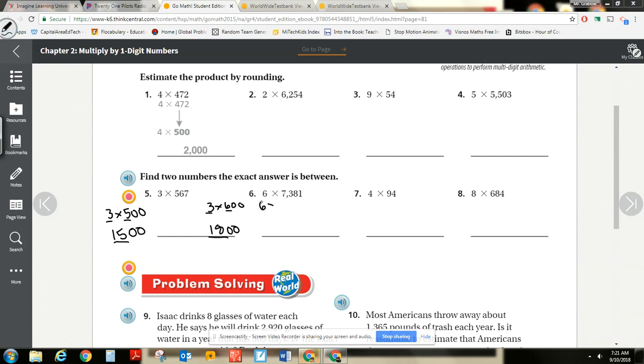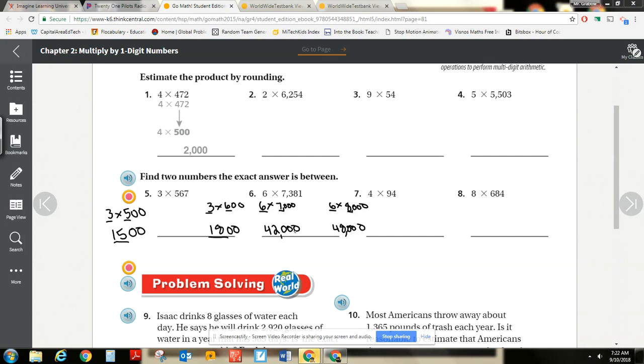So I would rewrite 6 times 7,000 or 6 times 8,000. And 6 times 7 is 42, and I move the 3 zeros. 1, 2, 3, comma, and then 6 times 8. 6 times 8 is 48. And then I move the 3 zeros. So my exact answer is going to be in between 42,000 and 48,000.